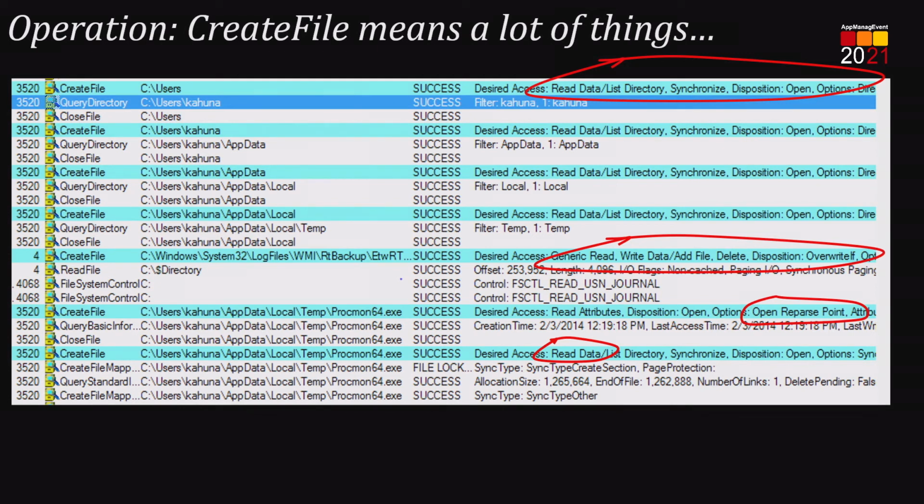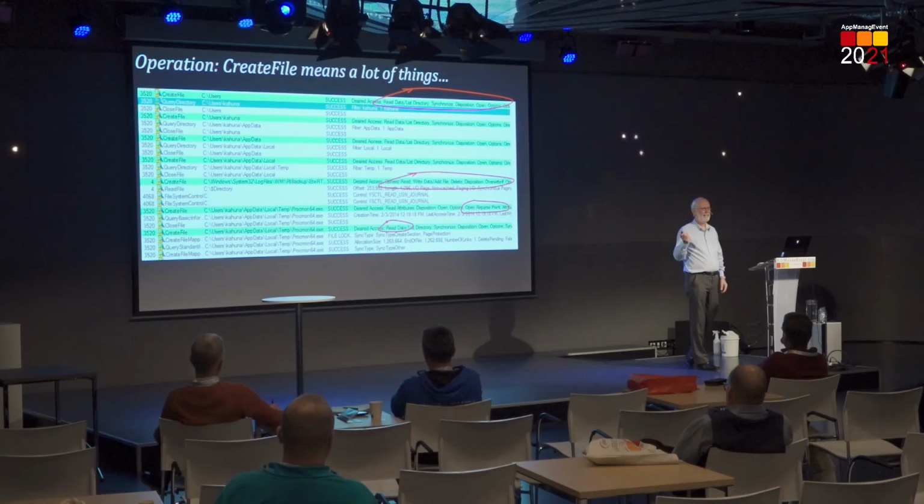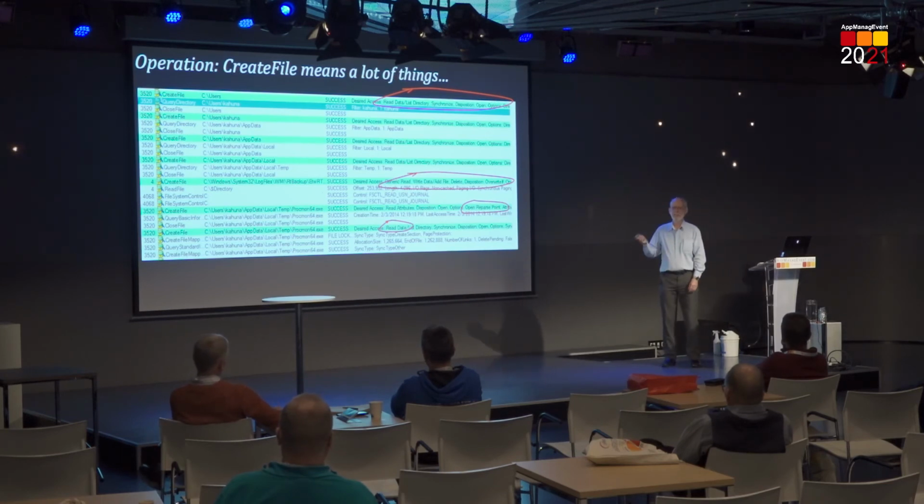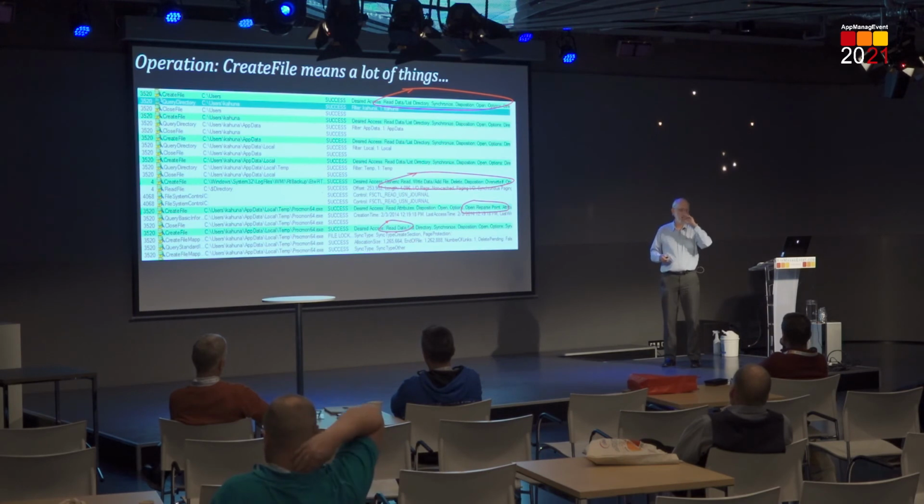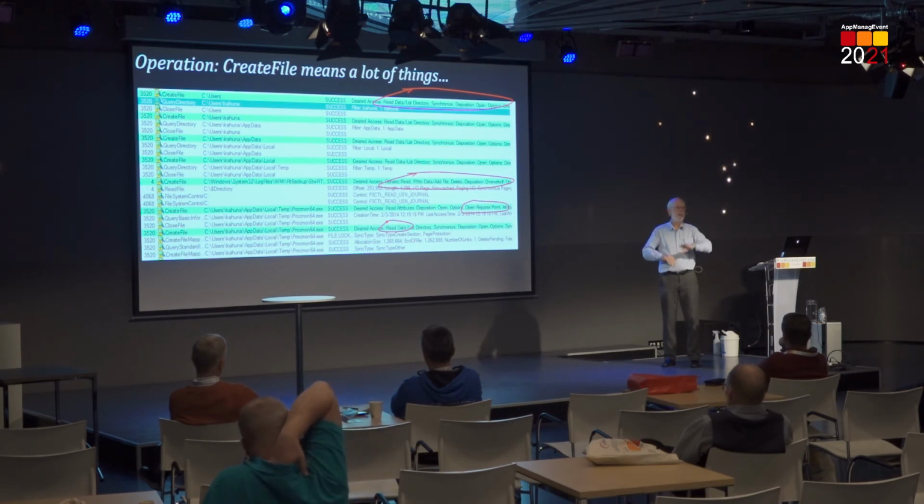And then a disposition, what to do if the file exists or not. In this case, it said overwrite if, meaning I'm going to append to the end of the file. There's another setting they could have said to say, wipe the file out and start all over. There's another one that would have said, throw back an error.